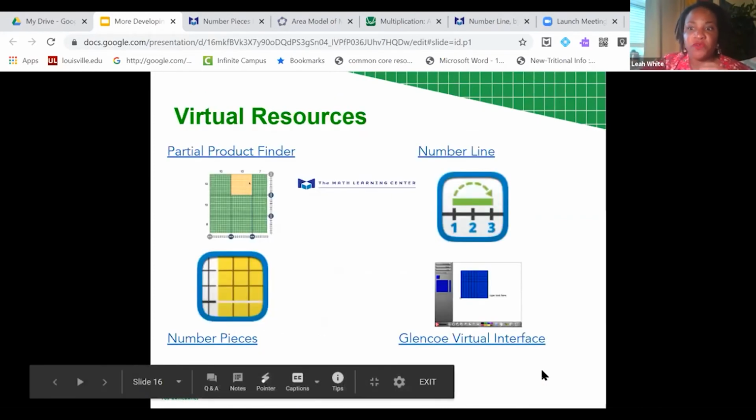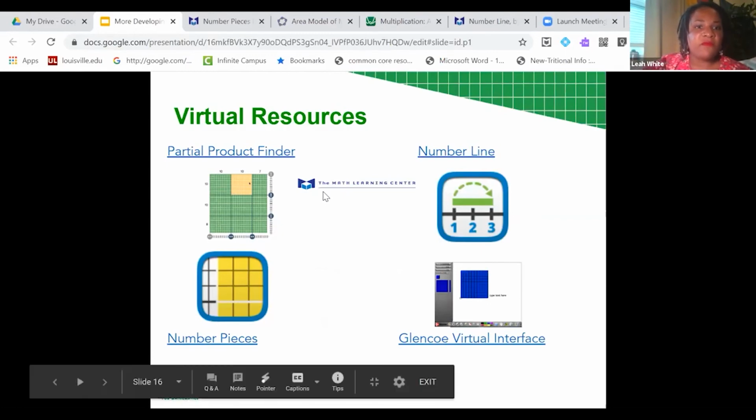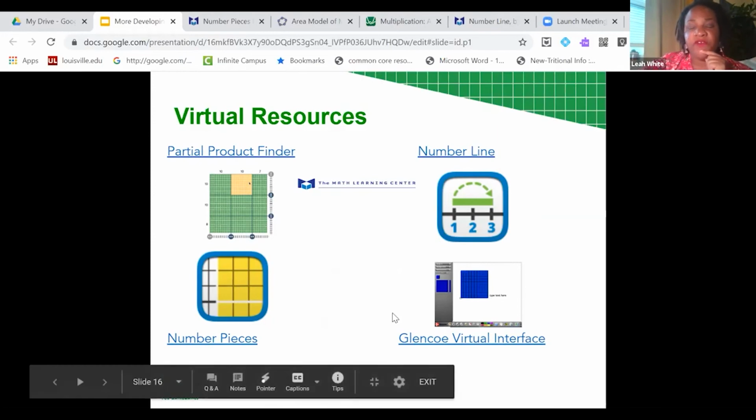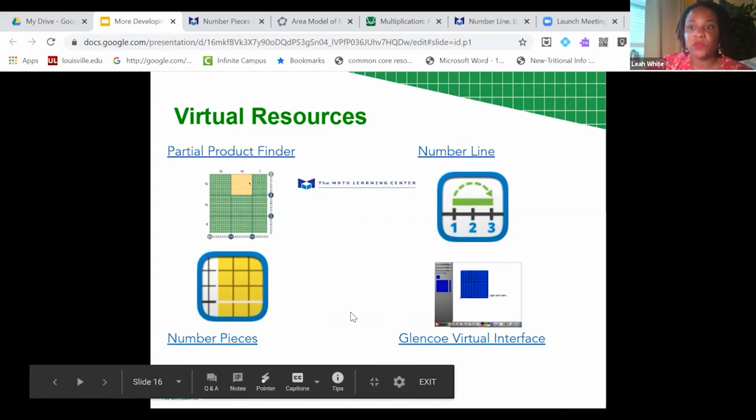Some other virtual resources that I found that were really neat. There's a partial product finder here through Math Learning. There's a number line and also the number pieces, which I showed you both of those. I didn't go to the partial product finder, but it's there also. It's very similar to the GeoGebra models. And then also Glencoe has a virtual interface that's kind of like in the video where students can build those arrays, or you could even build those arrays. And so I wanted to make sure that you had that resource as well.